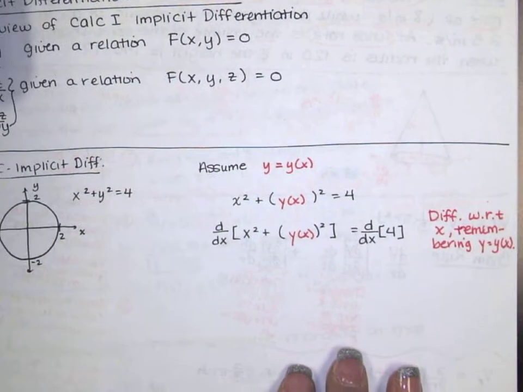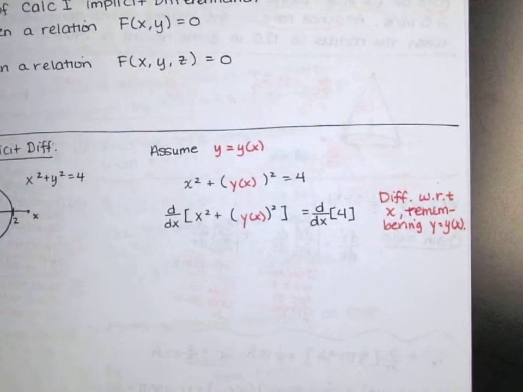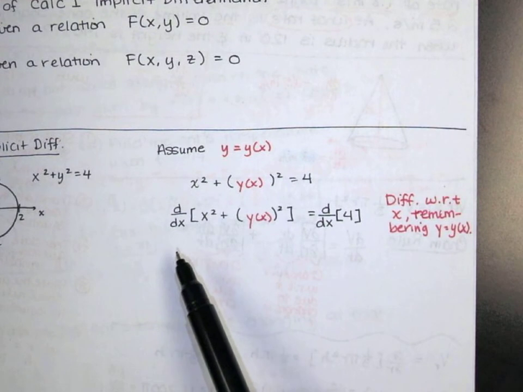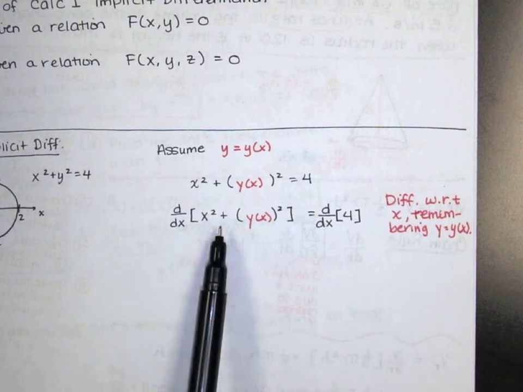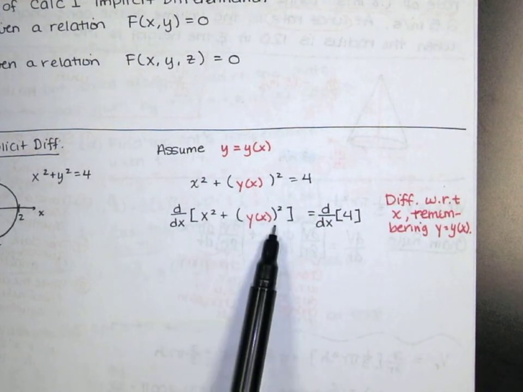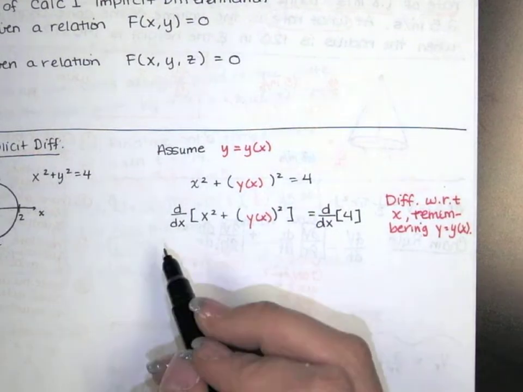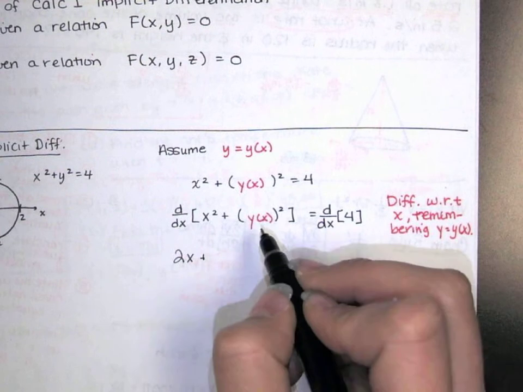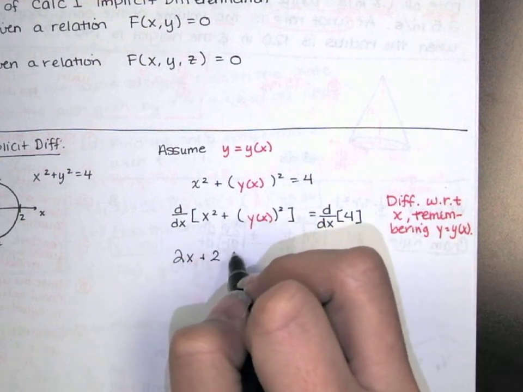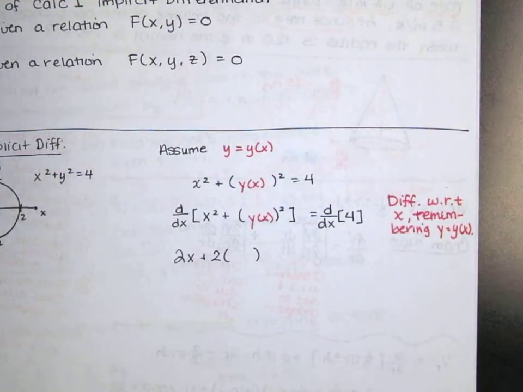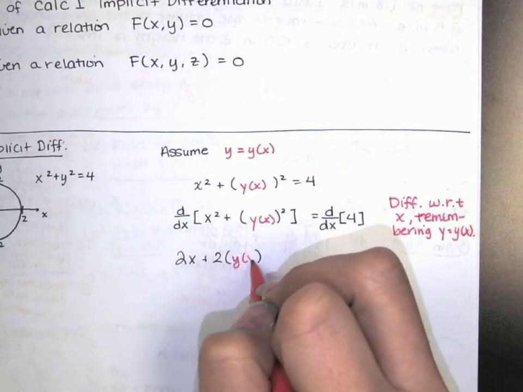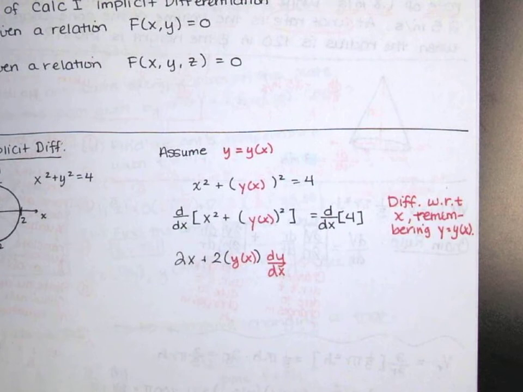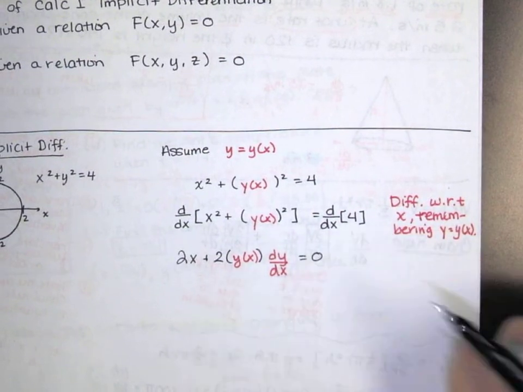Now, it's very easy for Calculus 3 students to forget that y is a function of x because we've been taking all these partial derivatives, but this is an ordinary derivative. So if y depends on x, I have to use the chain rule to take the derivative of this piece. When I'm taking the derivative of this side, the derivative of x squared is 2x. The derivative of this function squared is 2 times the function times the derivative of the inside with respect to x, and that equals the derivative of 4, which is 0.